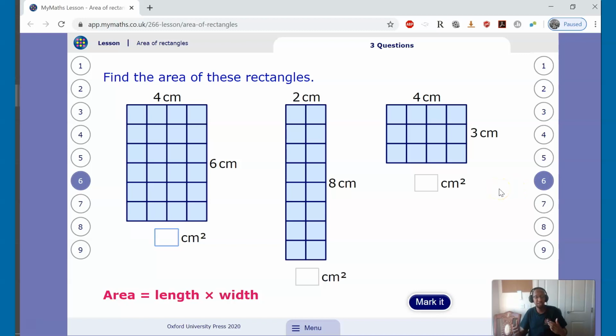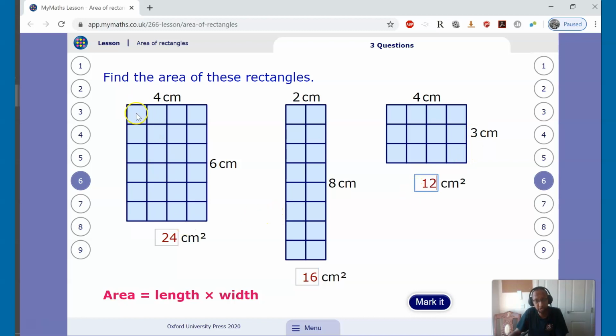So what I would like you to do is have a go at these 3 questions, pause the clip and try yourself using the formula the area length times width. So if you do 4 times 6, that would give us 24. And if we have 2 times 8, that would give us 16. And if we have 4 times 3, that would give us 12.